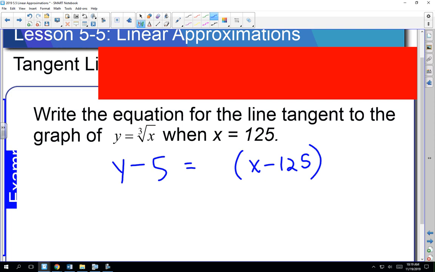Zach, did you get that derivative? No. Fun with fractions.